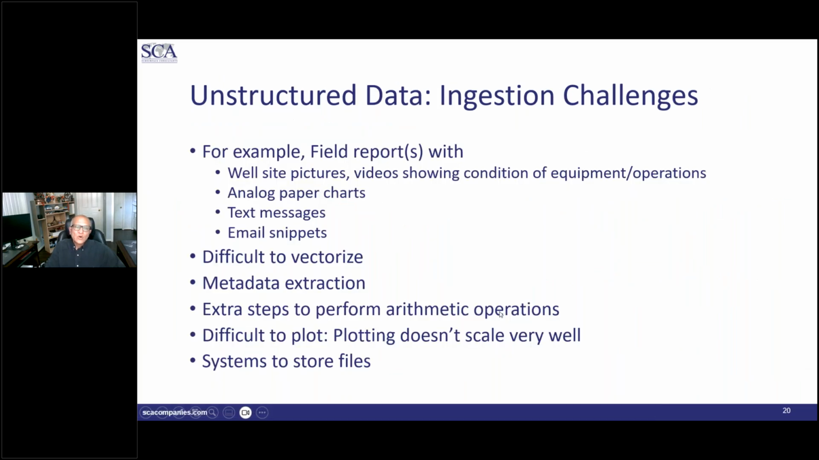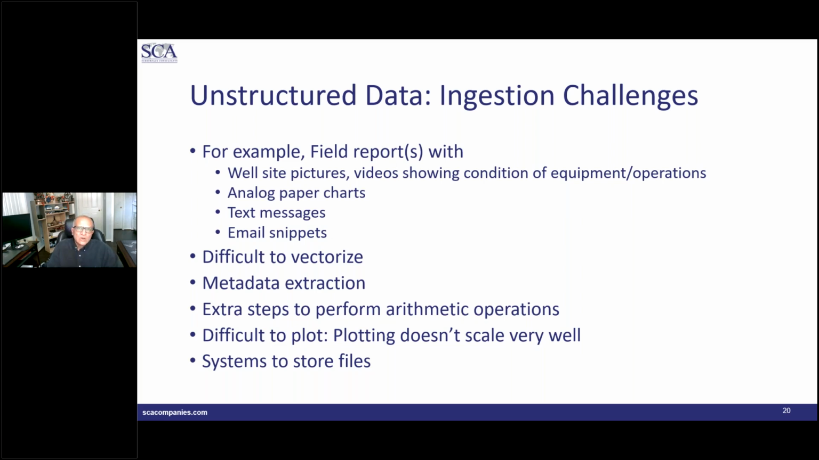Okay, another one. When I talk about the data processing side of it, then the ingestion, meaning how do you bring that data into whatever framework that you're using? There may be field reports that may have some pictures or videos. What do you do with those things? There may be some analog paper charts. How do you digitize them?